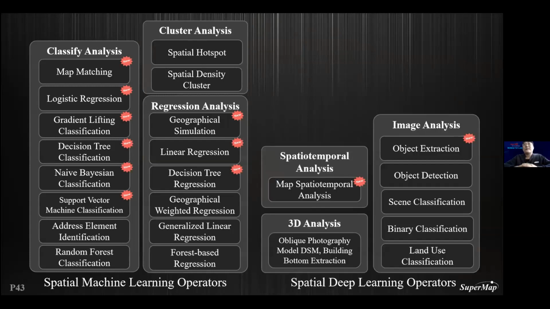Okay, so the first one is the Geo AI, and this slide is showing all of the operators we can support about the Geo AI, such as classification analysis, cluster analysis, regression analysis, and 3D analysis, image analysis. So they are based on different types like spatial machine learning operators and spatial.